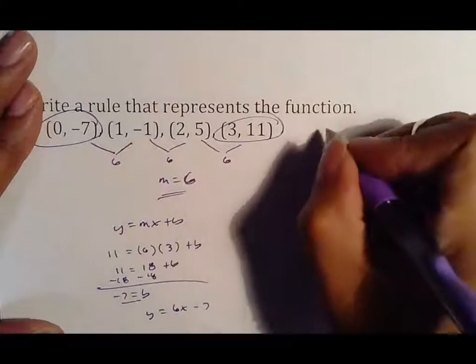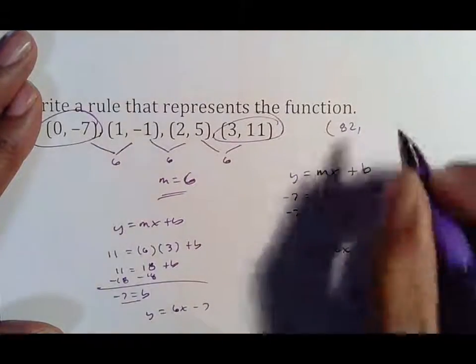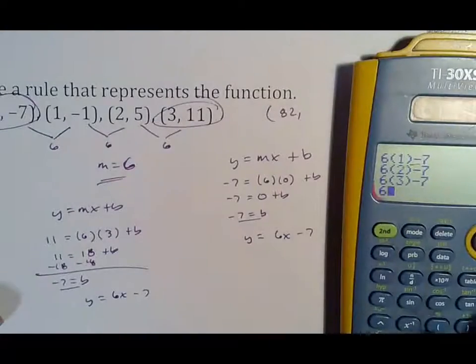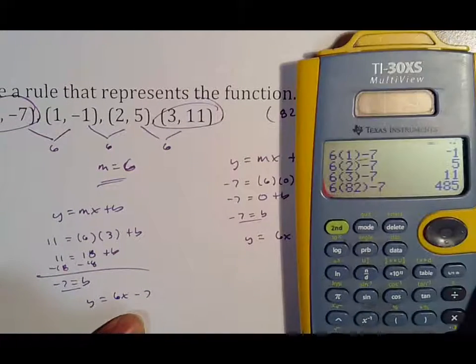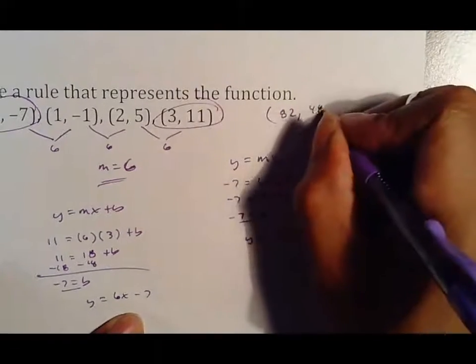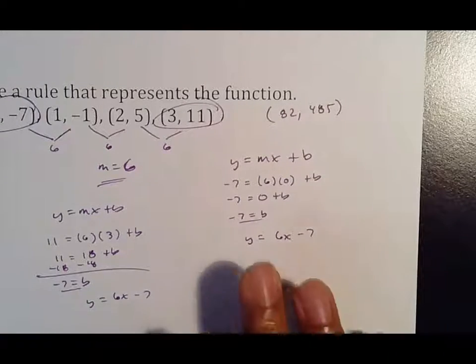What if I wanted to know what would be with the point 82, comma what? All I have to do is go 6 parentheses 82 minus 7 because I have my rule generator, and see that I'm going to get 485. That is what my rule generator does.